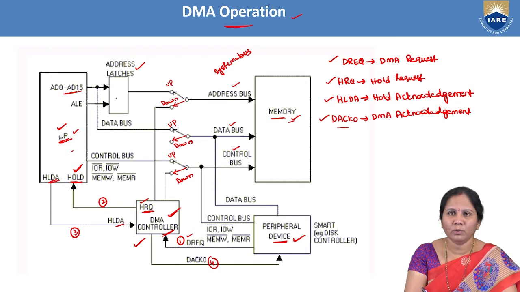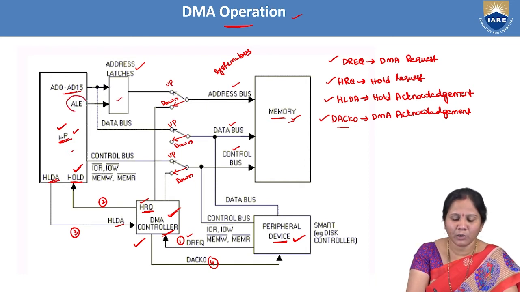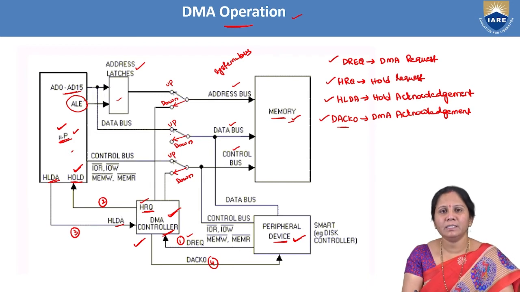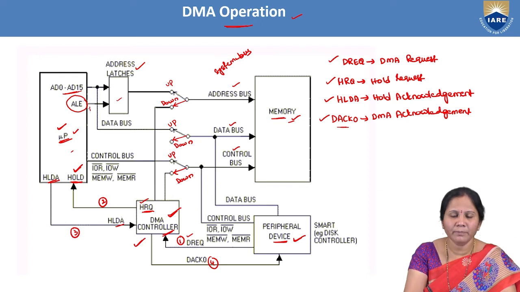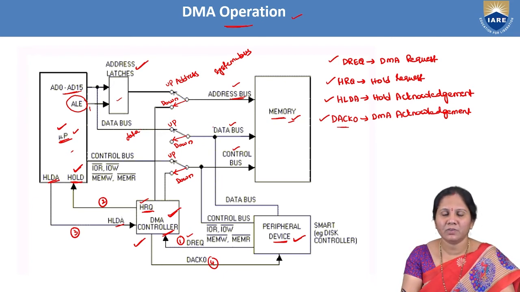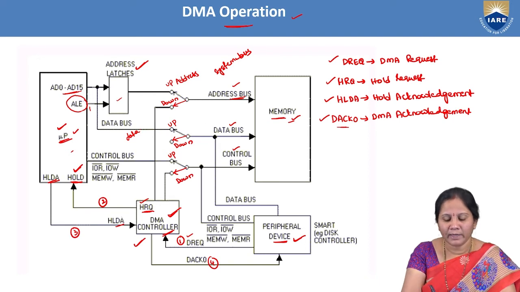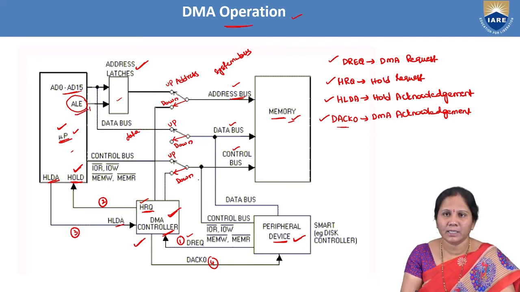How do they separate them? By using a signal called ALE. ALE stands for address latch enable. If this ALE signal is 1, the output of these latches will be the address, and the data will be separated. That is the main purpose of these latches. These latches are used to demultiplex the address and data multiplexed lines with the help of this ALE signal.